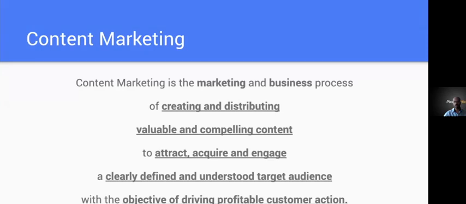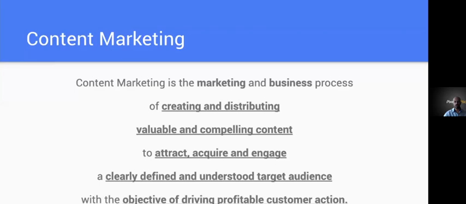So it's a marketing and it's a business process. Ultimately, you're writing content, creating content to grow your business. You're not doing it for any other purpose. The ultimate goal is to grow your business, right? So therefore, it's a marketing and a business process.